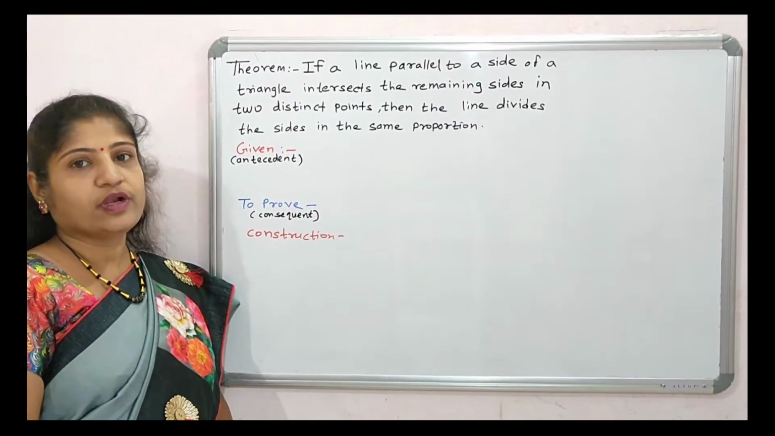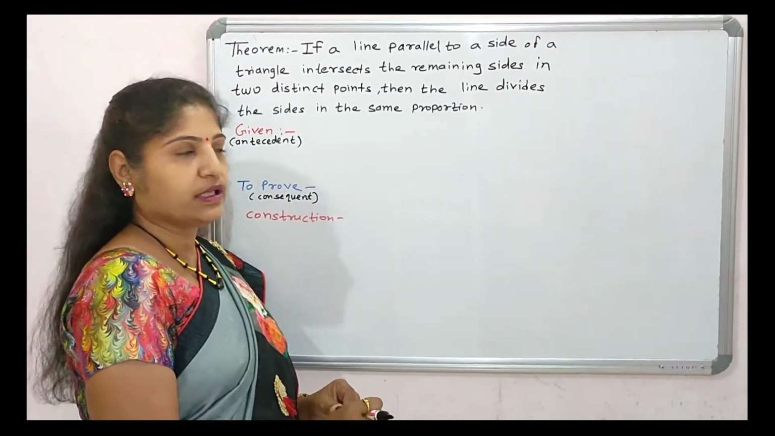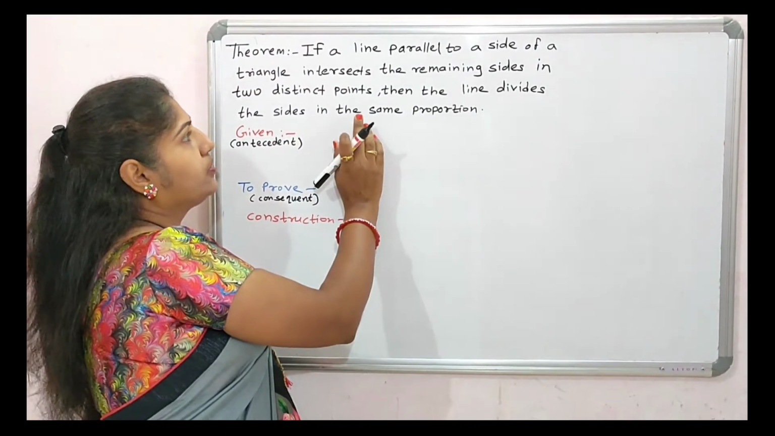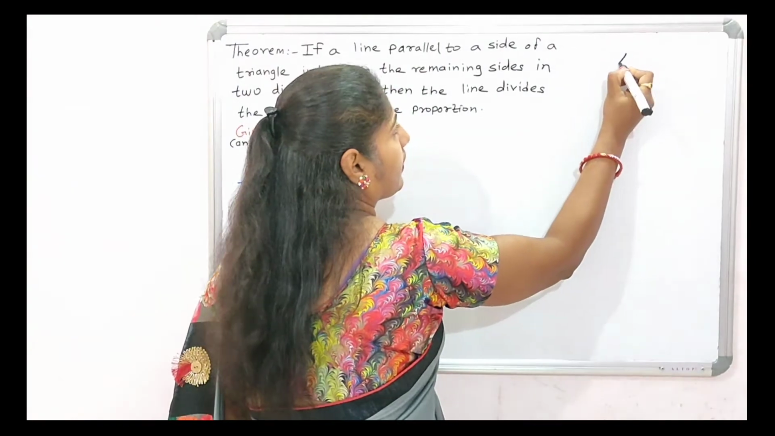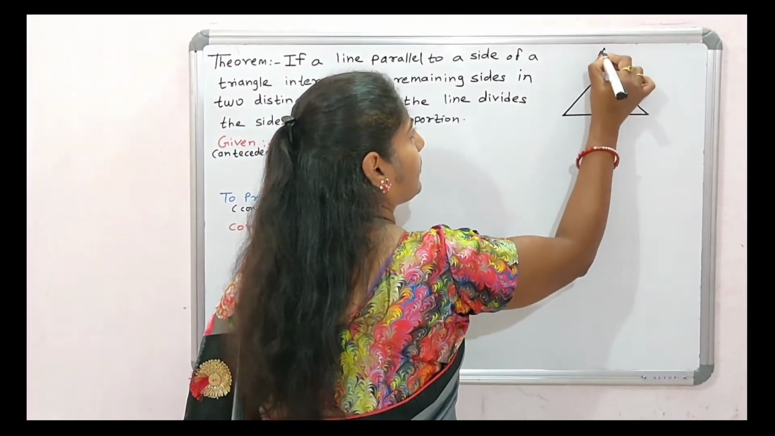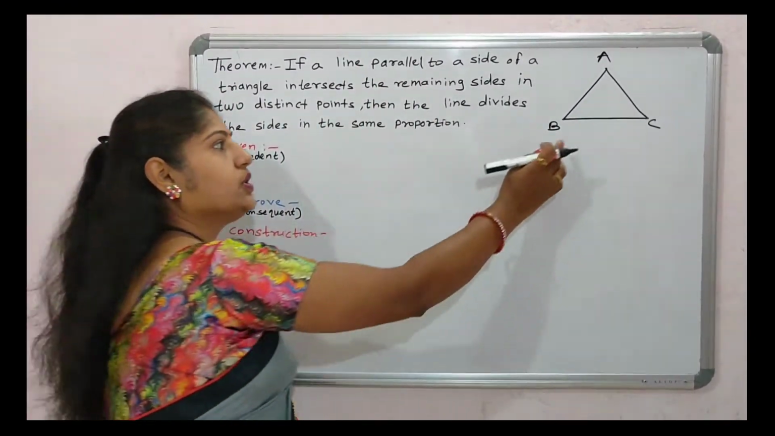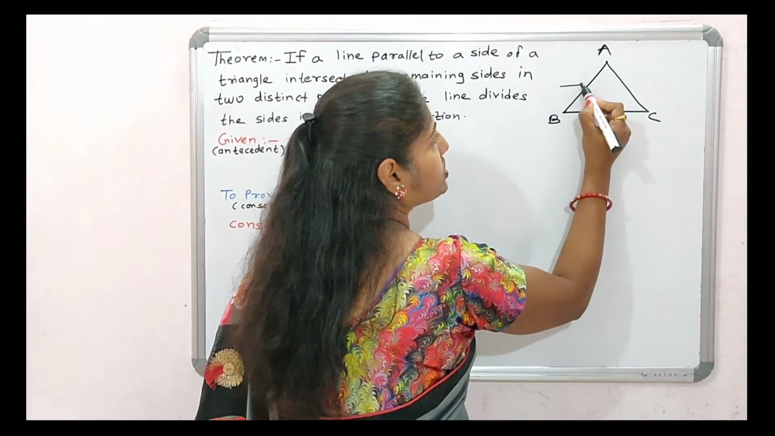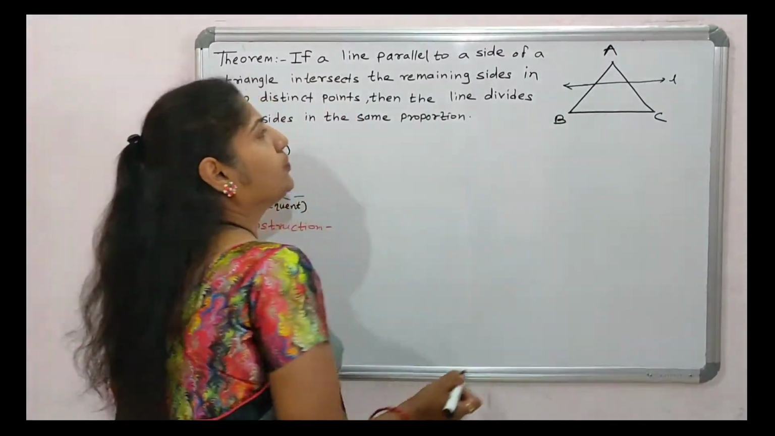First of all, we draw the diagram. The diagram is very important to prove the theorem. In this theorem, we first draw the diagram of the triangle. First we draw the triangle ABC. The line is parallel to one side of the triangle, so we draw the line L parallel to BC.